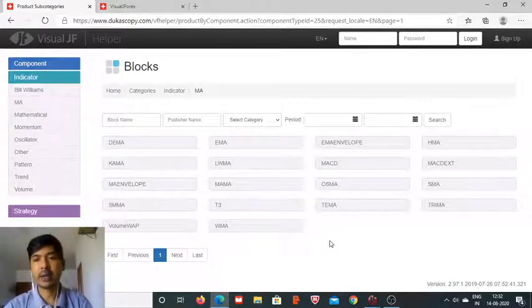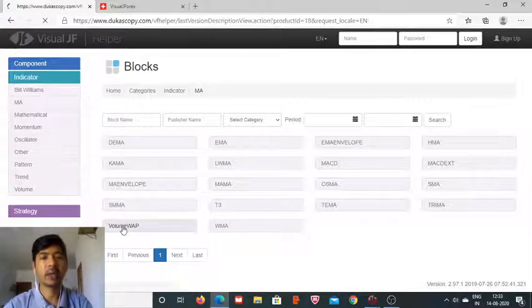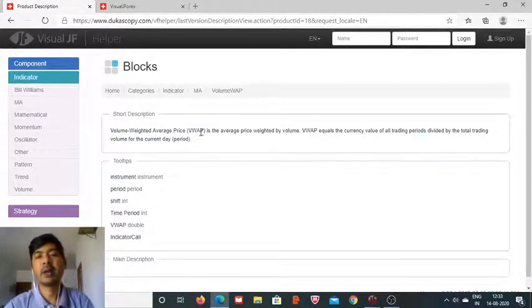For that, we can develop these algorithms on the Visual JForex platform developed by Dukascopy Bank SA. And today we will see how we can use this volume weighted average price, and it is simply the average price weighted by the volume. So the calculation formula is also pretty simple. You have to take the sum of the price multiplied by the volume, and that sum needs to be divided by the volume, and you get this volume weighted average price.